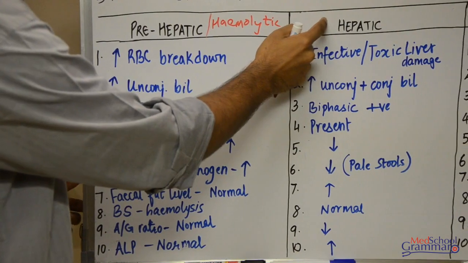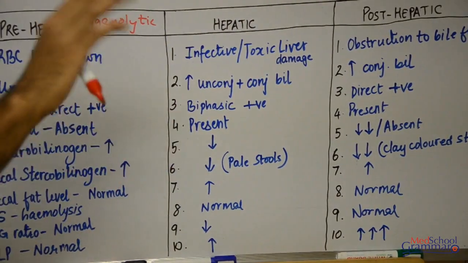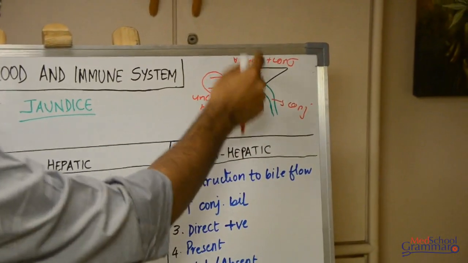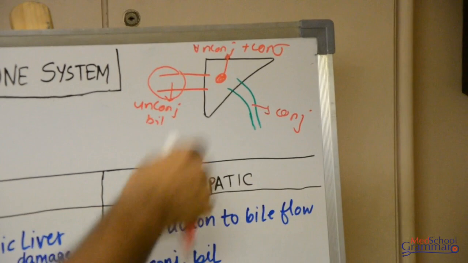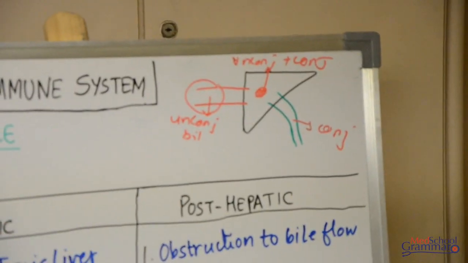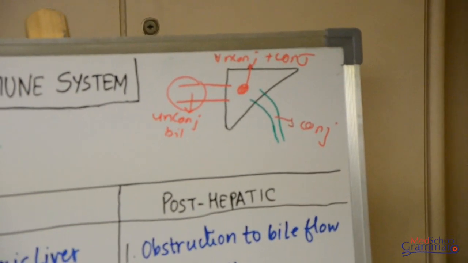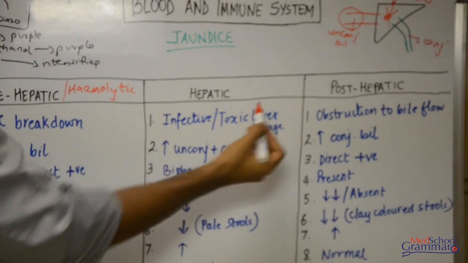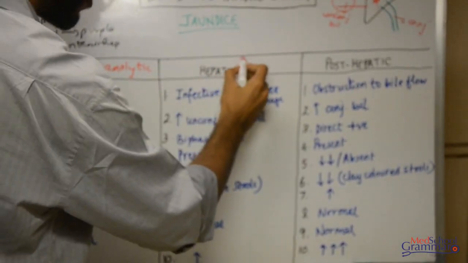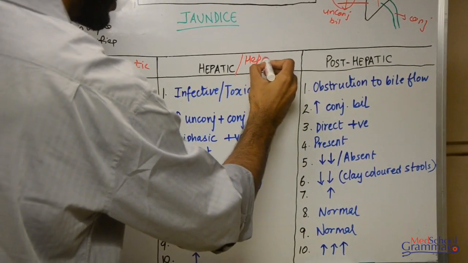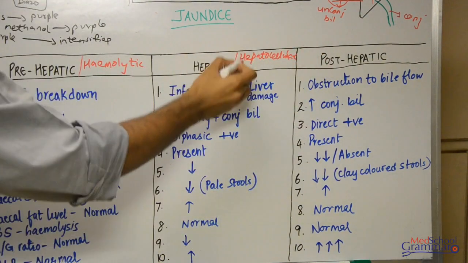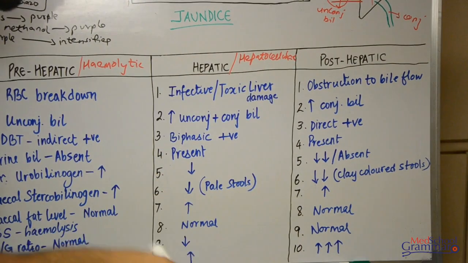Moving on to the second type, that is hepatic jaundice. As the name suggests, there is a problem in the liver. There is some pathology or some infection or some toxin that has damaged the hepatocytes and has made them incapable of conjugation. So there is damage in the liver. So we say that hepatic jaundice is mainly caused due to infective or toxic liver damage. Therefore, this type of jaundice is also known as hepatocellular jaundice, because the hepatocytes, the hepatic cells, are damaged.